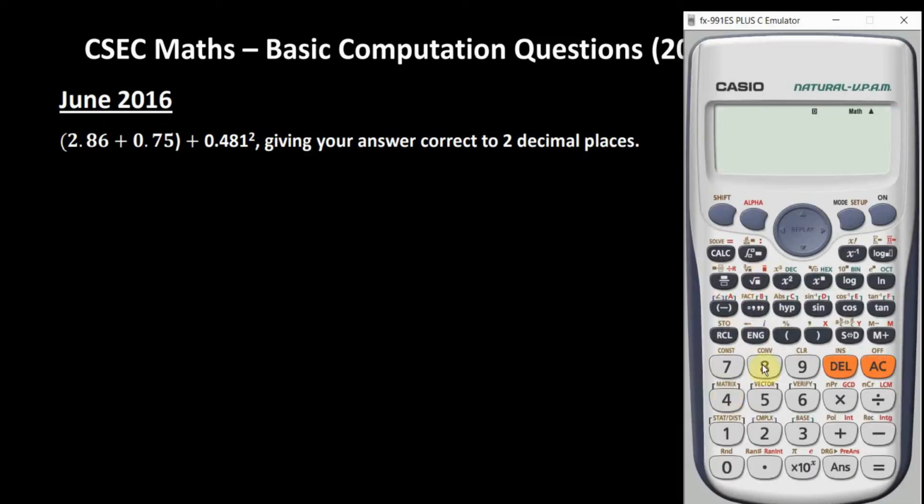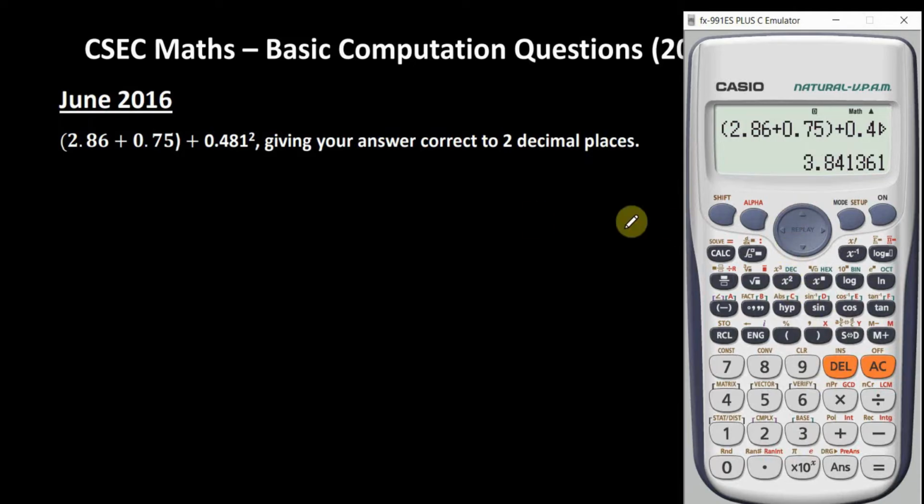So there we go, we have our calculator up. So we can go ahead and punch in what we're seeing here. So it's open bracket, 2.86 plus 0.75, close bracket, plus 0.481 squared. Alright, we can go ahead and press our equal sign here.